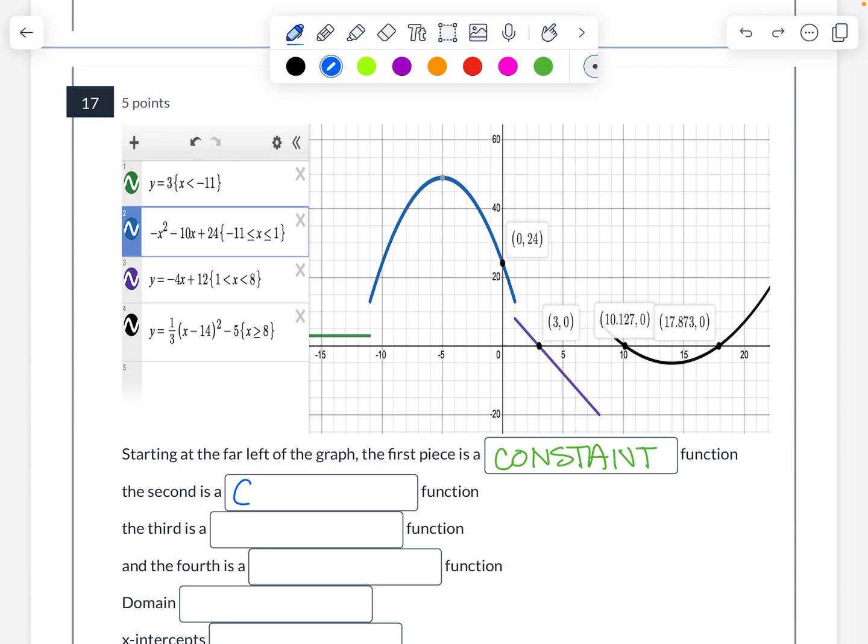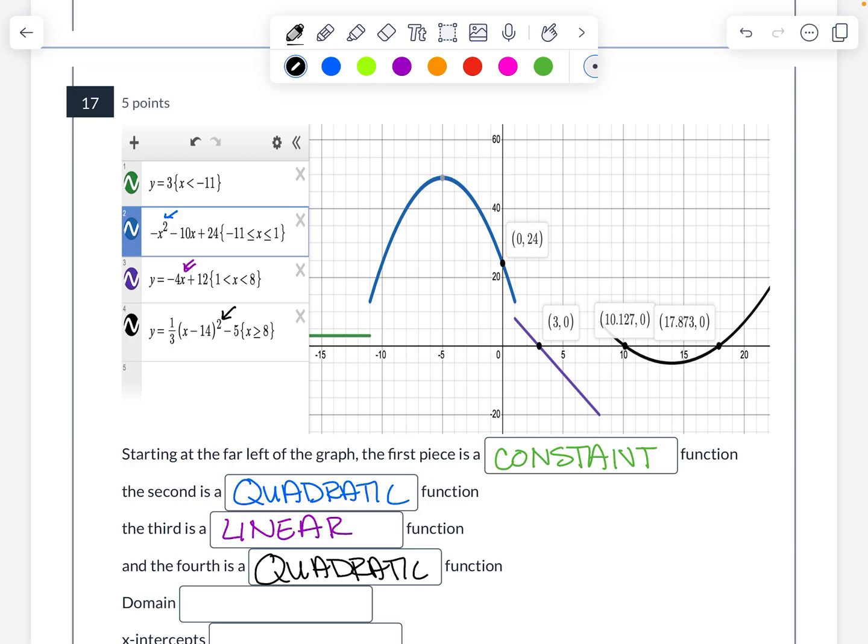Blue is a quadratic. I can tell it's a quadratic by its shape. And if I can't tell it's a quadratic by its shape, its highest power is 2. The next one is linear. And if I can't tell it's linear by its shape, the highest power of x is 1. And the fourth one is a quadratic. And if I can't tell by its shape, the highest power of x is 2.